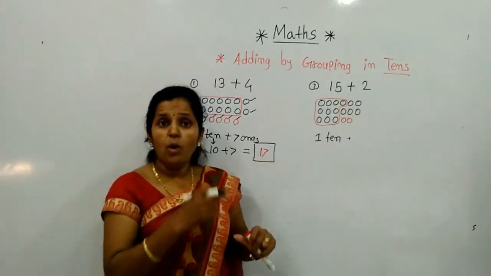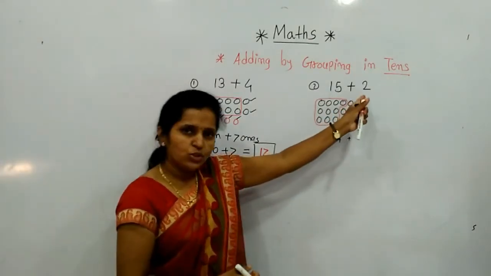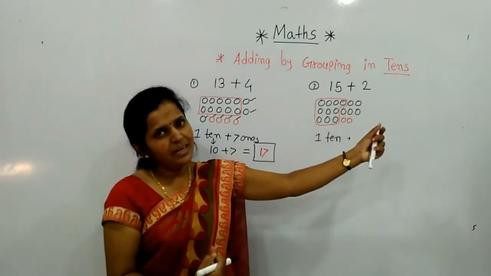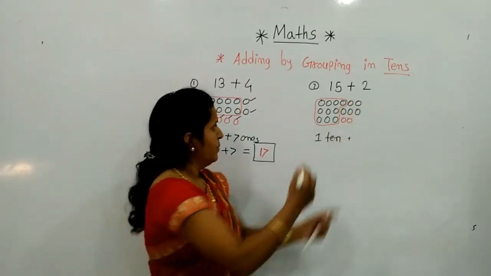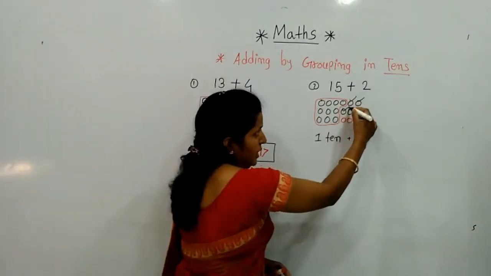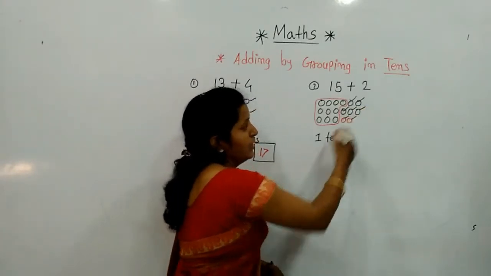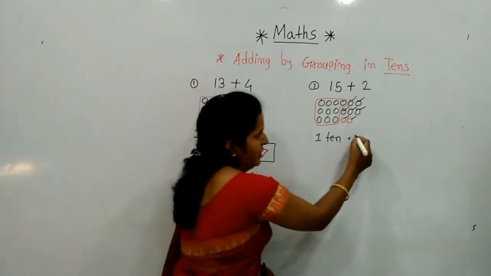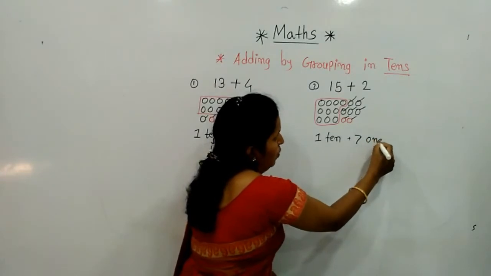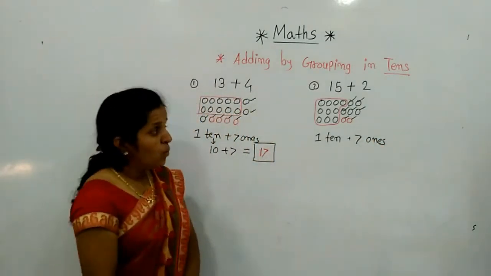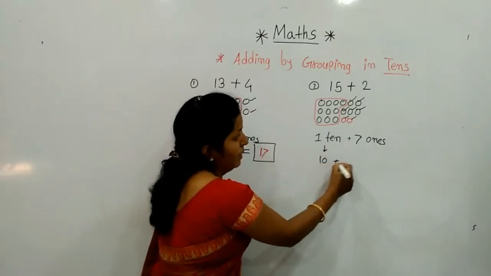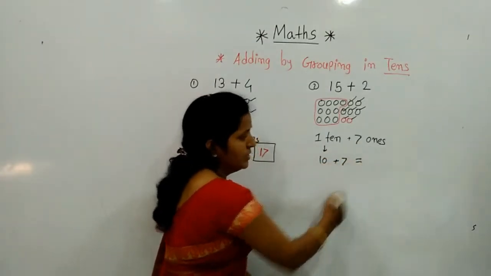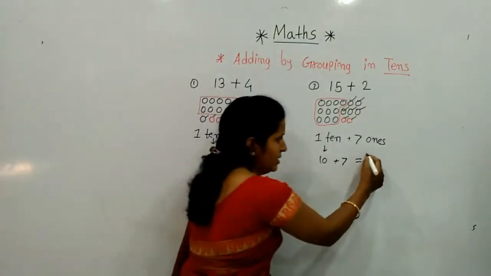But again we have one number. That number is 2, and it is also less than 10, so it is ones. Let's add: 1, 2, 3, 4, 5, 6, 7. Again 7 ones. Now let's convert. 1 ten means 10 plus 7 ones means 7 is equal to what is the answer?